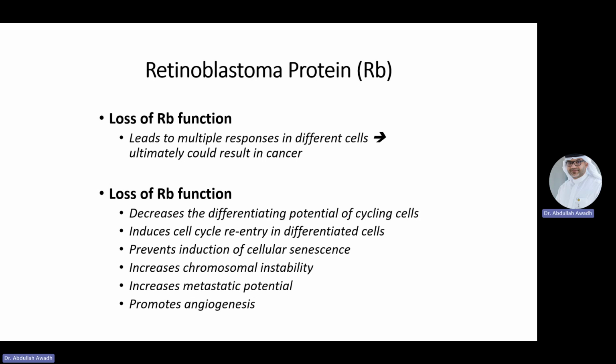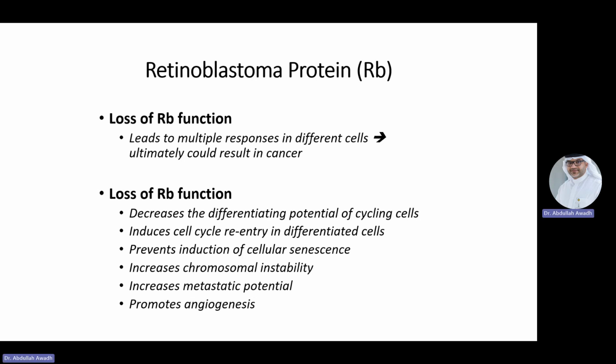Decreases the differentiation potential of cycling cells. It means that there are certain cells that are differentiated at some time, but this differentiation, these cells usually will be terminally differentiated, unlikely to re-enter the cycle. However, if the retinoblastoma is mutated, there is a decreased differentiation, means that the cell will continue in the cycle, will continue to duplicate, multiply, proliferate.